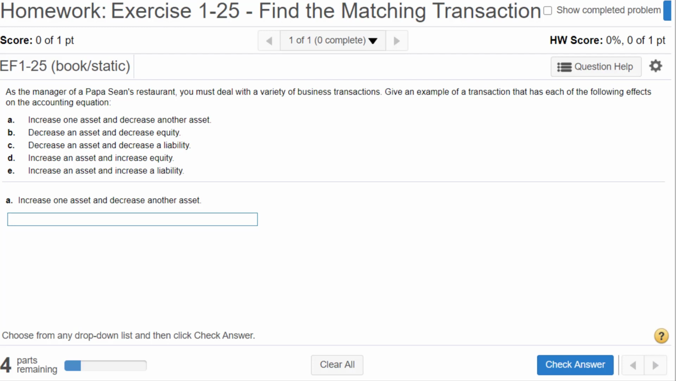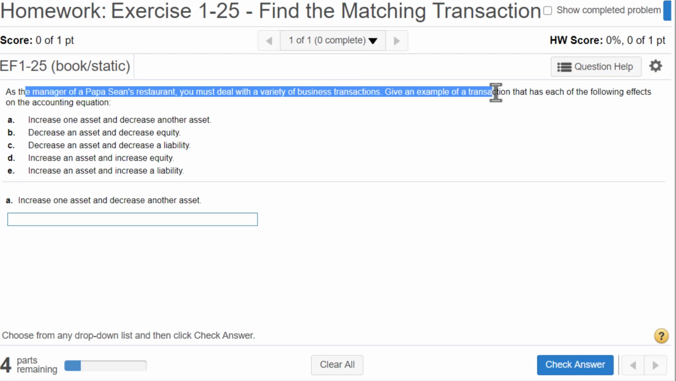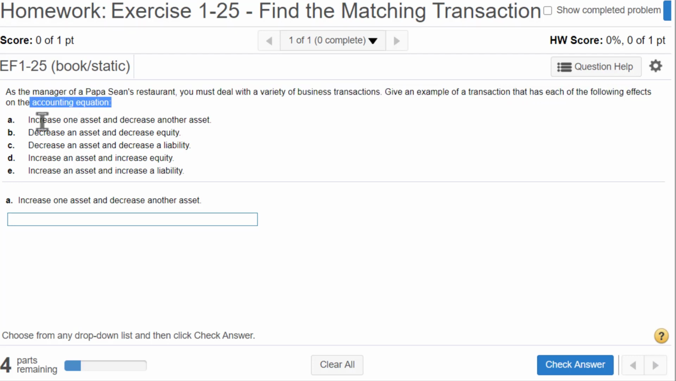Exercise 1-25. We're going to find the matching transaction. This homework problem is a really good brain exercise. You might find it difficult at first, but it'll help you learn the accounting equation. As the manager of a Papa Sean's restaurant, notice that's not Papa John's, they don't want to get a copyright infringement, you must deal with a variety of business transactions. Give an example of a transaction that has each of the following effects on the accounting equation.